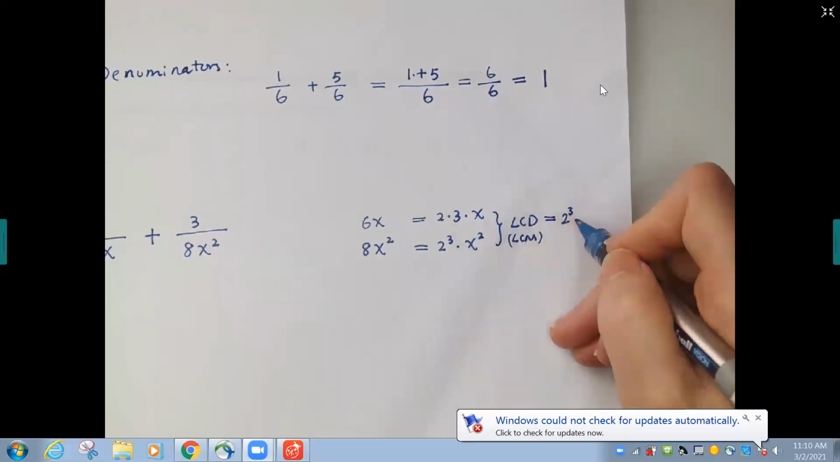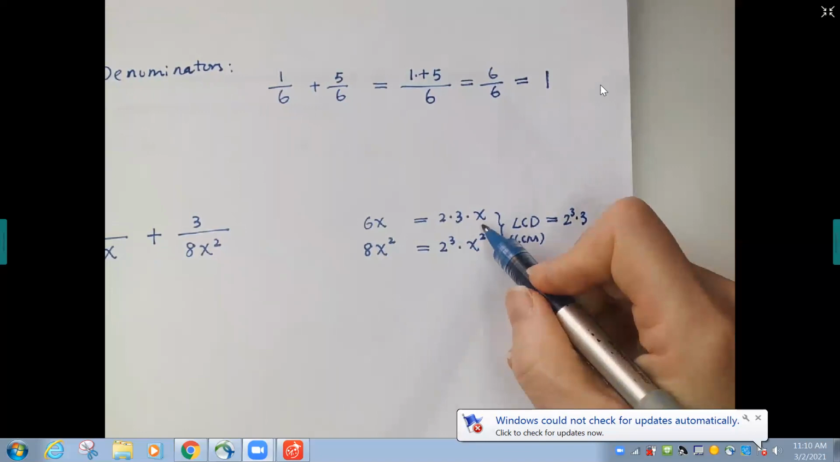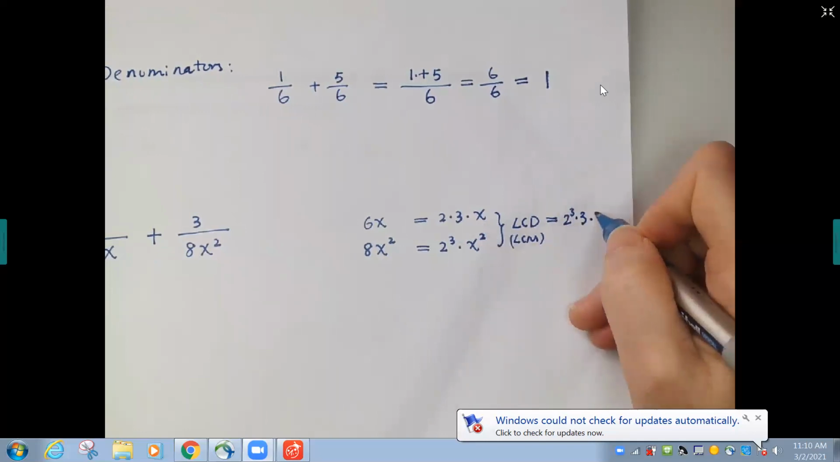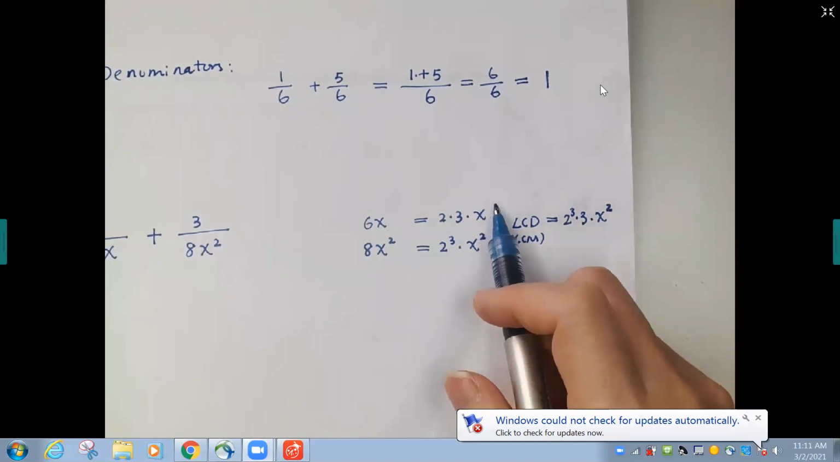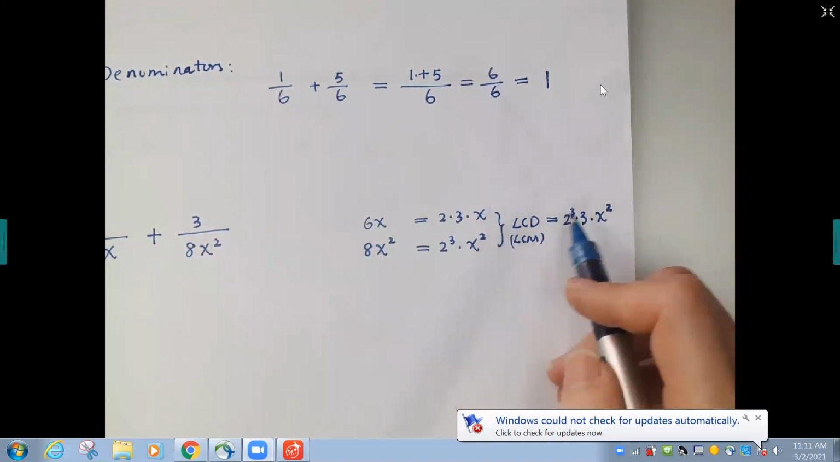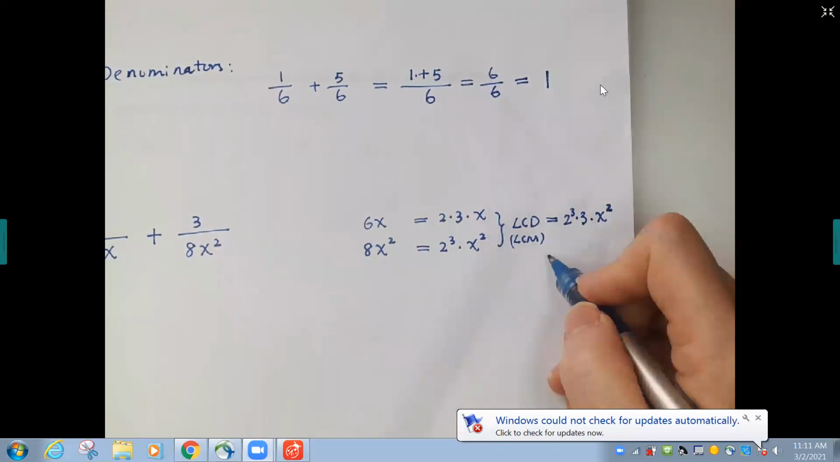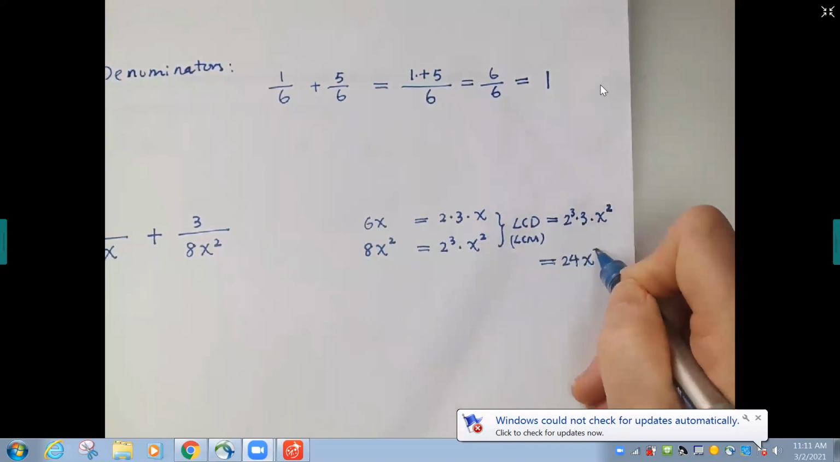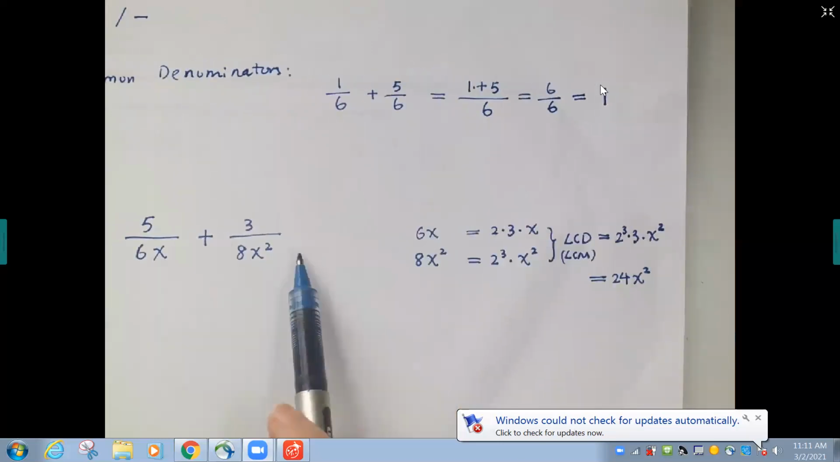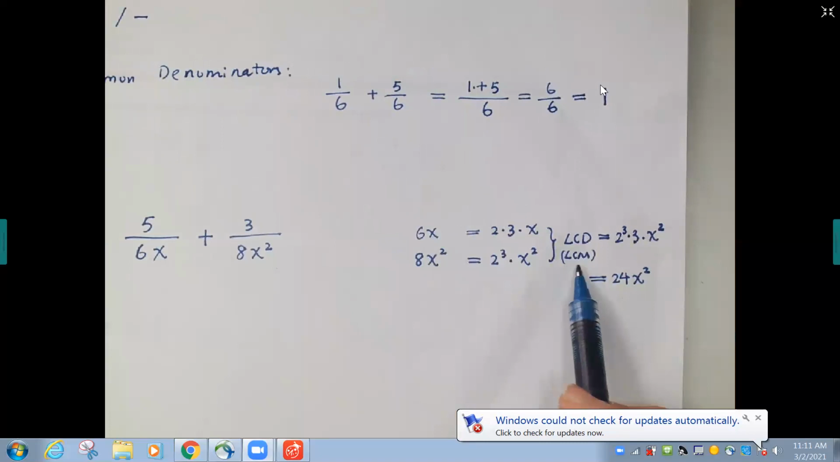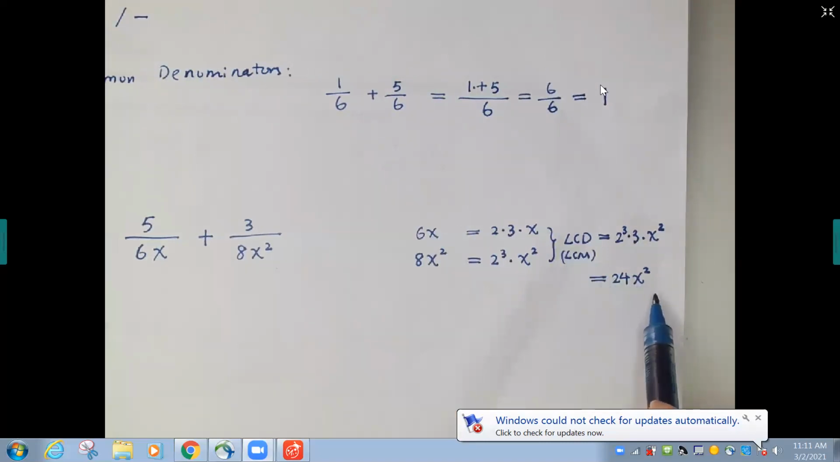3, there is no 3 in the second, so I use 1, 3. Then for the x, for every variable, I will use the largest exponent. There is no exponent, that means 1. That's 2. The larger number is 2. Then continue to simplify this. That's 24x squared. So now I know for those two different denominators, their least common multiple should be 24x squared.